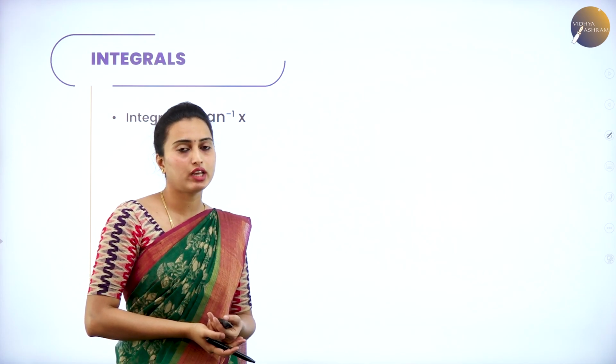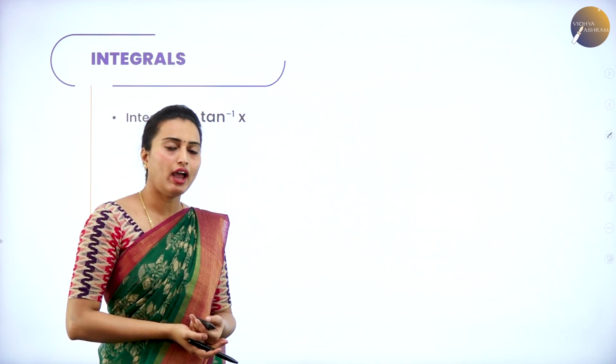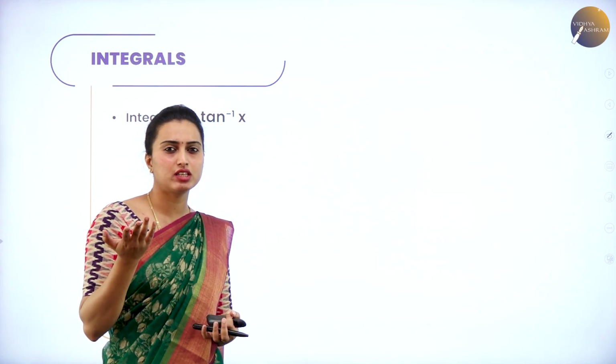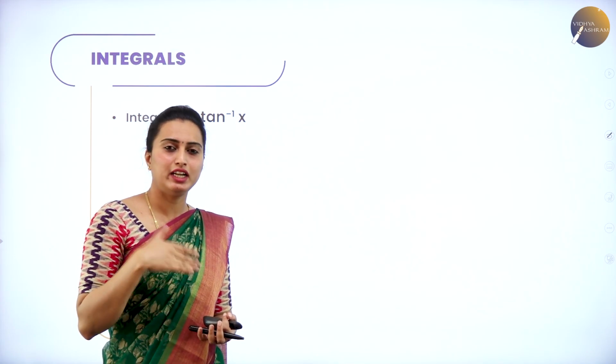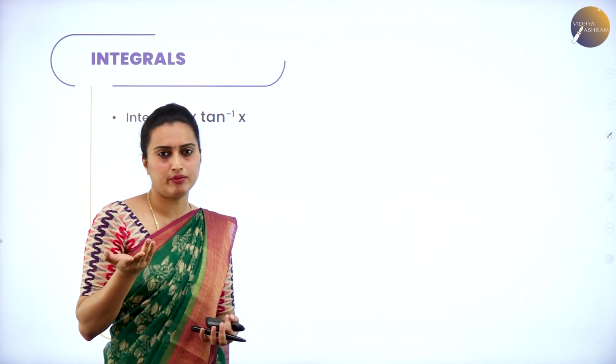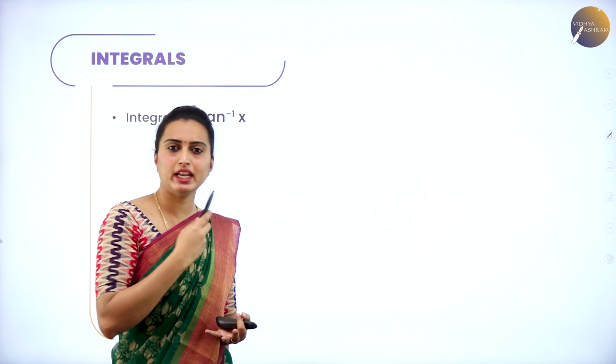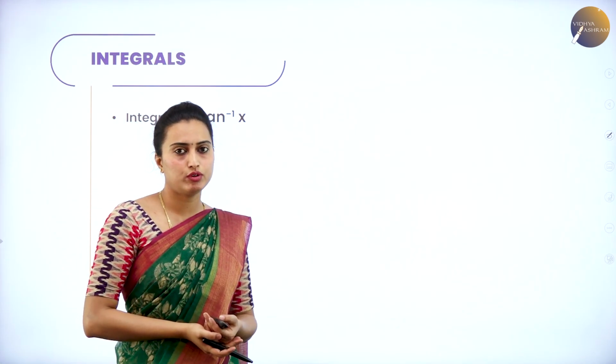Integrate x into tan inverse of x. Dears, you're having tan inverse of x. Integration is nothing but 1 by 1 plus x squared. And differentiation of that is very easier. So what I'm going to do, I'm directly integrating x into tan inverse of x.